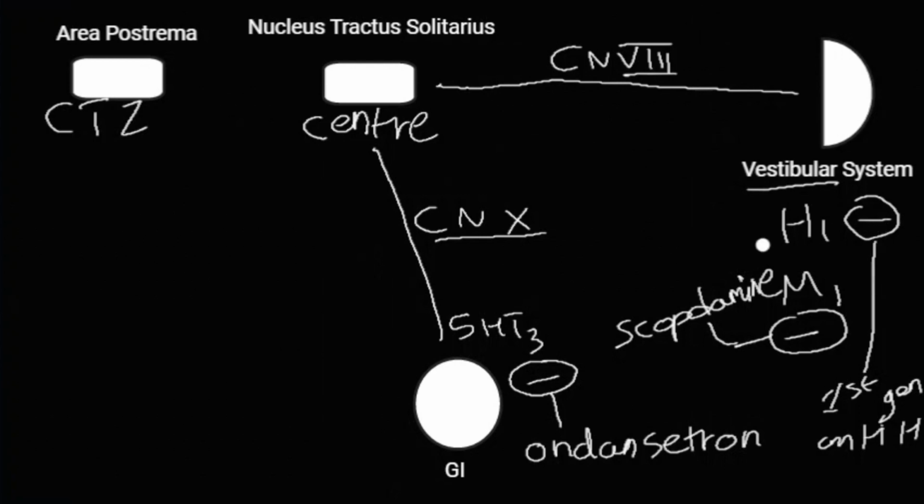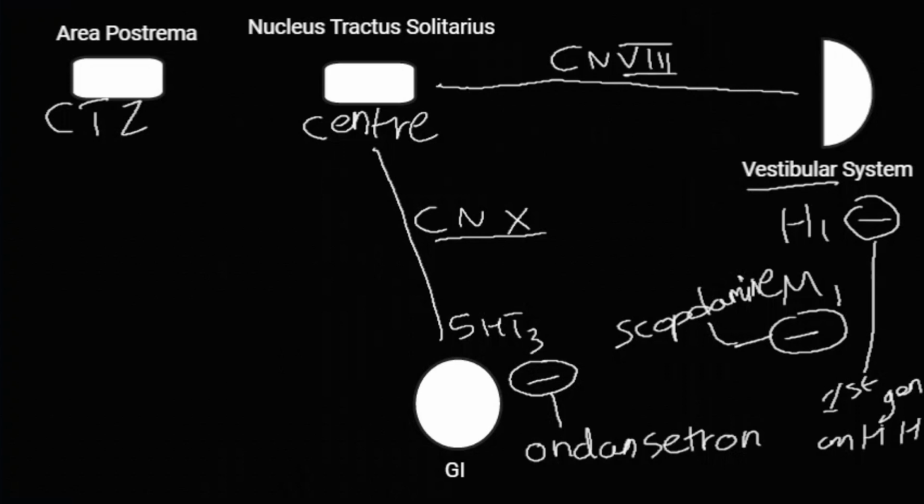So now we understand that from the vestibular system, you have two particular mechanisms, the H1 receptors and the M1 receptors, that are going to send signals via cranial nerve 8 to the nucleus tractus solitarius, which is the vomiting center of our body. And if you want to antagonize the H1 receptor, you're going to use first generation antihistamines like diphenhydramine and meclizine. And if you want to antagonize the M1 receptors, you're going to use scopolamine.